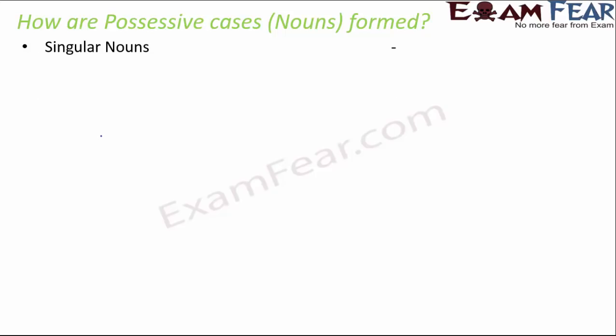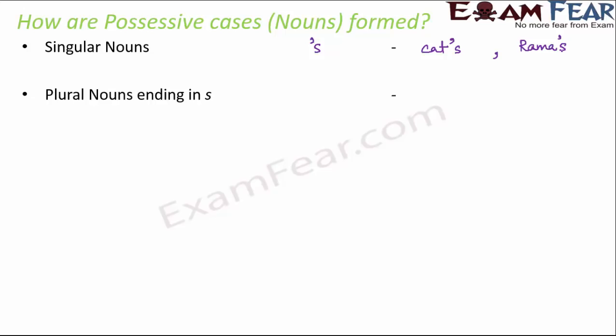Now, when it comes to singular nouns, in singular nouns we just put apostrophe S after that particular noun. Let us say cat is a singular noun, so we just put apostrophe S, cat's. That means something that belongs to the cat. Similarly, Rama is a singular noun. We just put apostrophe S to show Rama's. That is something that belongs to Rama.